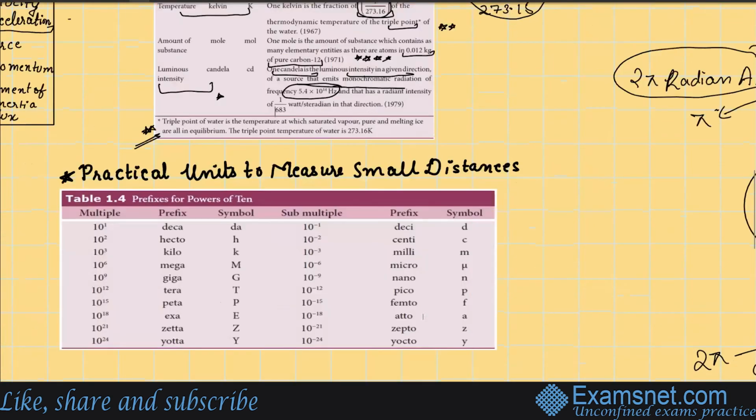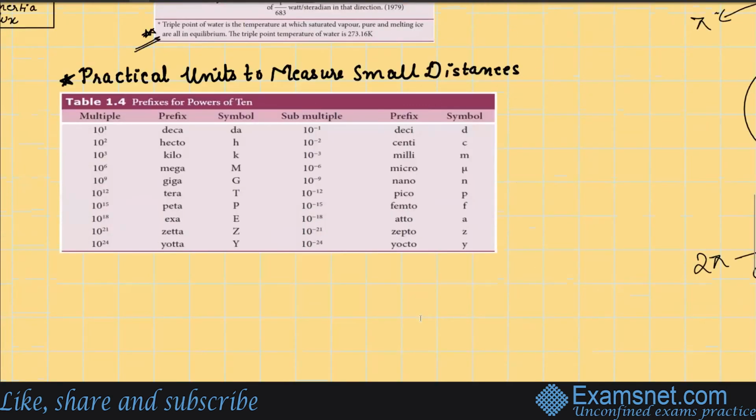Now, what were the practical units to measure small distances? We were okay with these things, but now we have to measure some small distances, which we often do. This is an important table. You need to learn all of this. 10 to the power minus 1 is known as deci, symbol d. This would be used in physics and chemistry, mind my words. This table is very important. At least learn till 10 to the power minus 15; that's a benchmark. This side is minus and that side is plus. Plus everybody knows, but minus always comes in numericals.